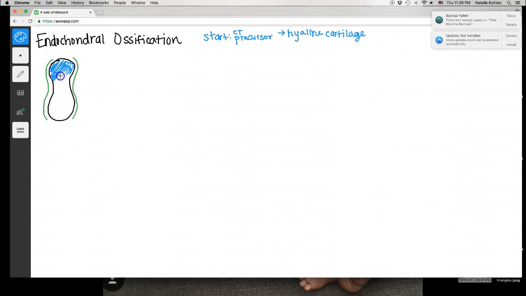This hyaline cartilage is serving as a cartilaginous bone model for our body, so that we know exactly where we need to lay in our bone. So this in blue is all hyaline cartilage. Now surrounding that cartilage, what do you think we're going to have here? This is my perichondrium. And interestingly enough, this is made up of dense irregular connective tissue. That sounds a little familiar, right? Similar to our intramembranous ossification.